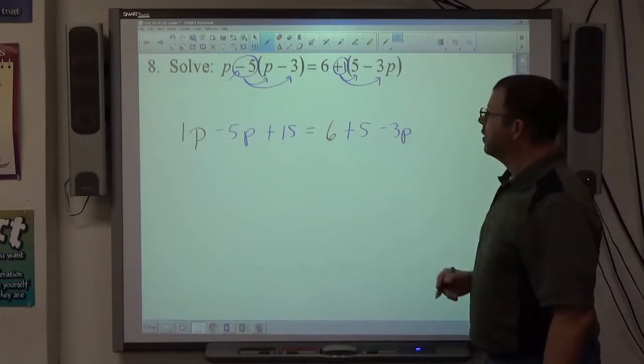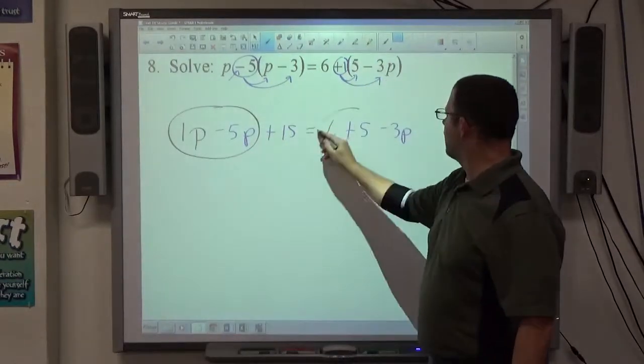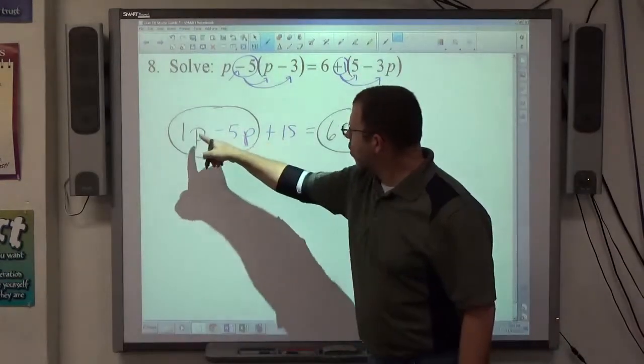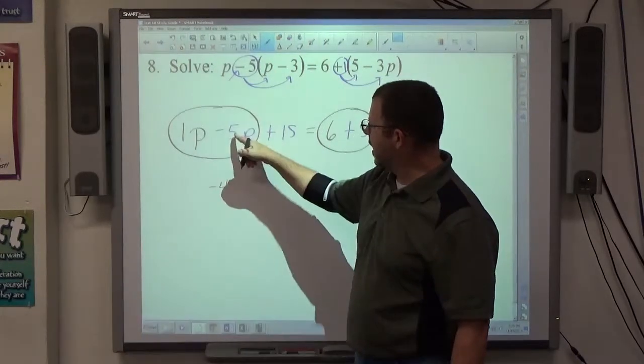Next thing I would probably do is combine like terms. So over here we have like terms there, over here we have like terms there. So 1p minus 5p is negative 4p. Subtraction because the signs are different, negative because 5 is bigger.